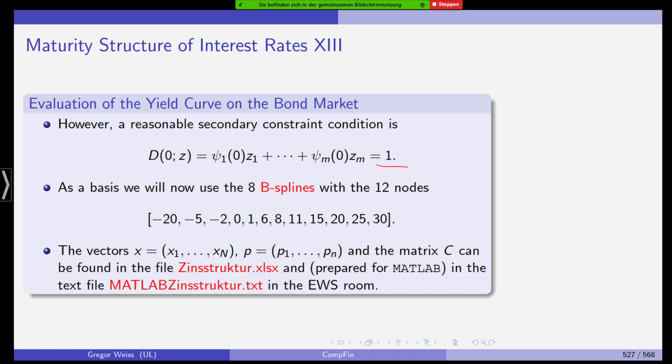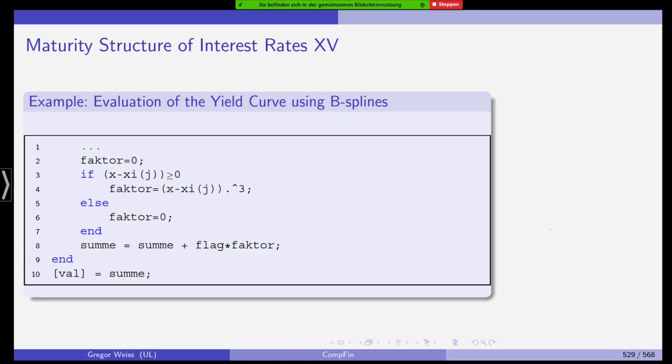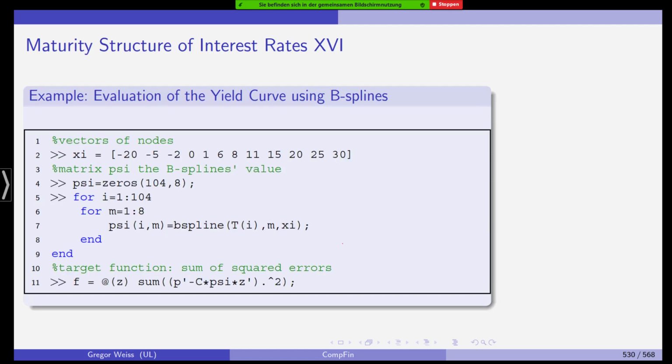This is actually the old name. This should be in Moodle. And if you take this, you can enter it right into MATLAB or Octave. And then you can do the same function approximation that is shown here. First of all, we need the B-spline. This is simply the definition of the B-spline coded in MATLAB. Continues here. Next, we have our vector of nodes.